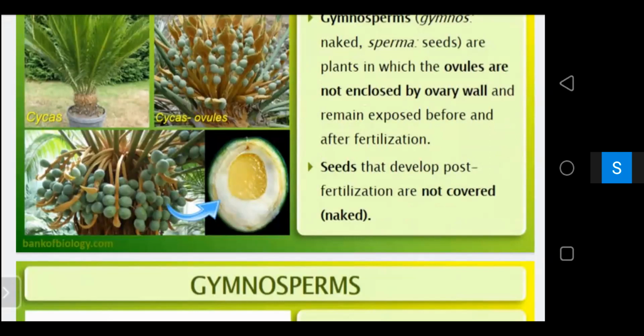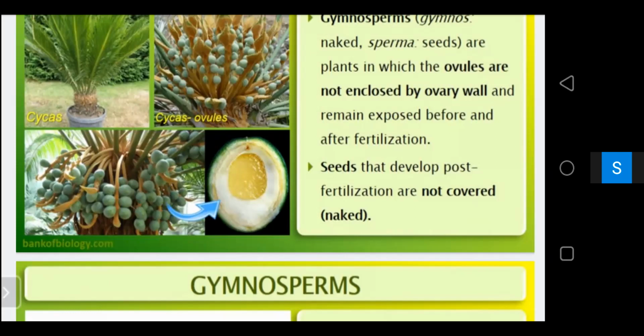I'll tell you the characteristic features of gymnosperms. There are 900 living species that we know, and they are a small group of seed plants.